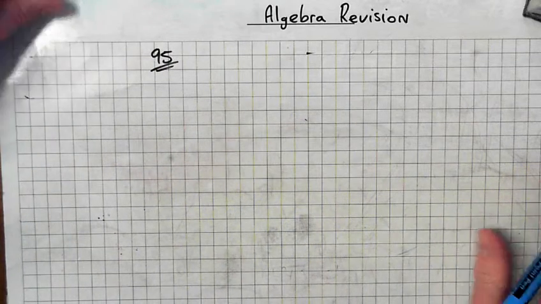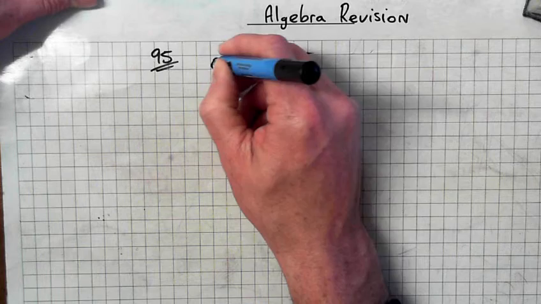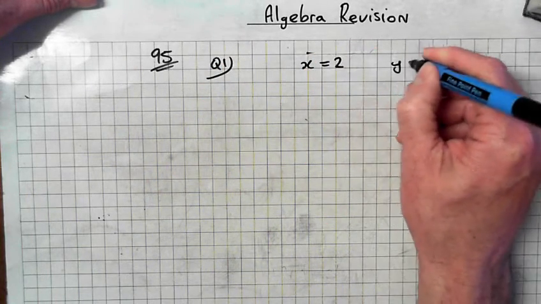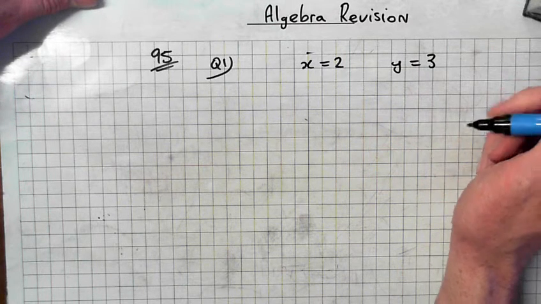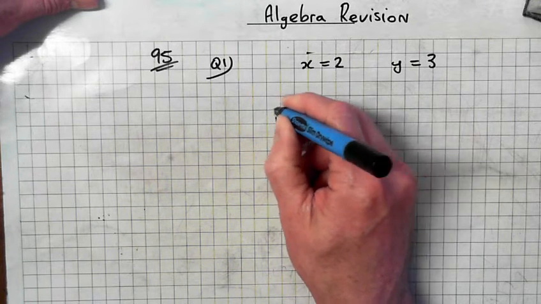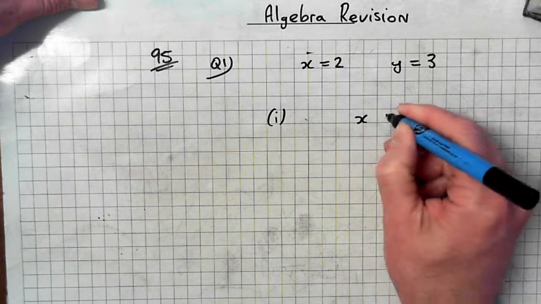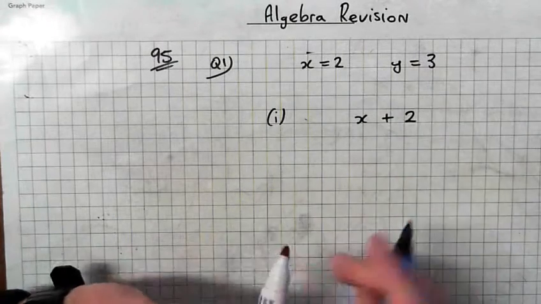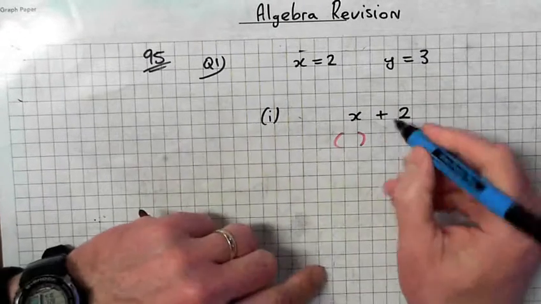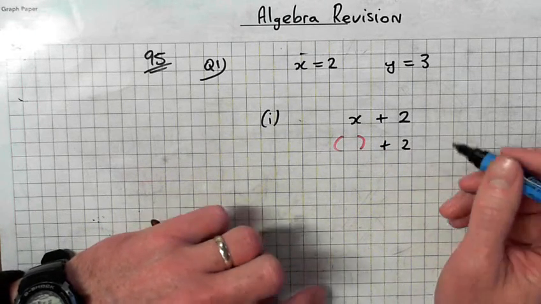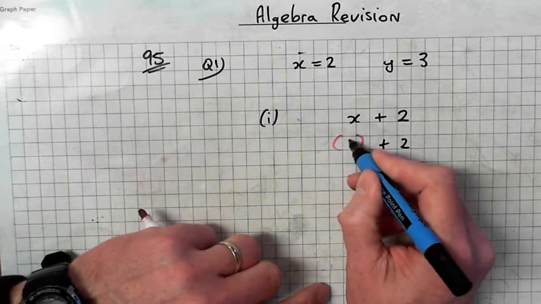So on page 95, we'll look at question 1. So if x is equal to 2, so you're told that at the beginning of the sum, x is equal to 2 and y is equal to 3. We have to write down the sum first. So we'll take part I. What I want you to do in the exam is write out the sum like that, and then replace the x with brackets. Always replace the letters x and y with brackets first. Now put in the value of.